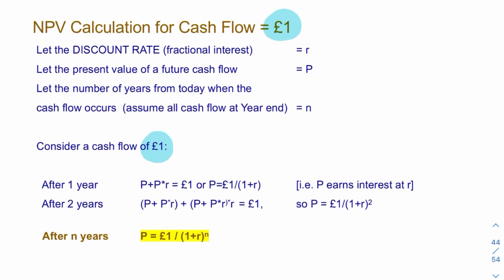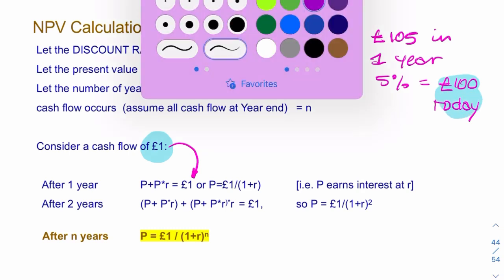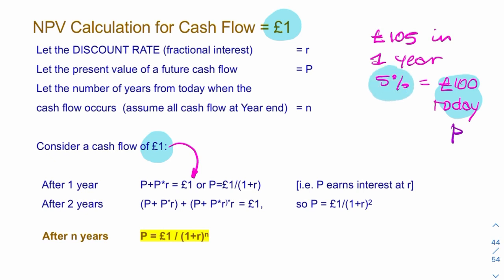No, that's not what this example actually says. It says, consider £1 a year from now. So someone is promising to give us £1 a year from now. How much would that cost today? So what's the present value of this £1? Remember, a couple of slides ago, we said £105 in 1 year at 5% is equivalent to £100 today. So that is what we would call P. The 5% is what we would have called R. And the 105 is, in this case, what we're using 1 for.